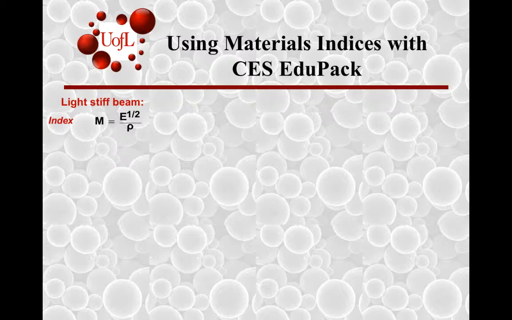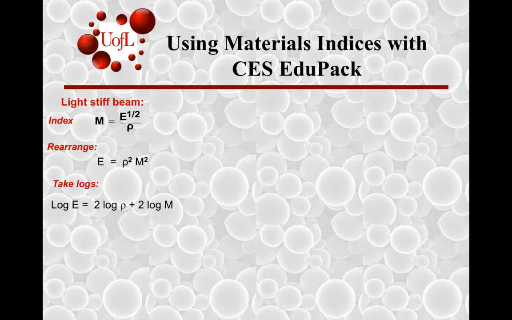So, how do we use these material indices with the CES EduPack? That's part of module 2, but largely for a light stiff beam. If you take this material index, square both sides, and rearrange the terms, you will have E to be rho squared times M squared. If you take log on both sides, then log E will be 2 times log rho plus 2 times log M, where capital M is the material index.